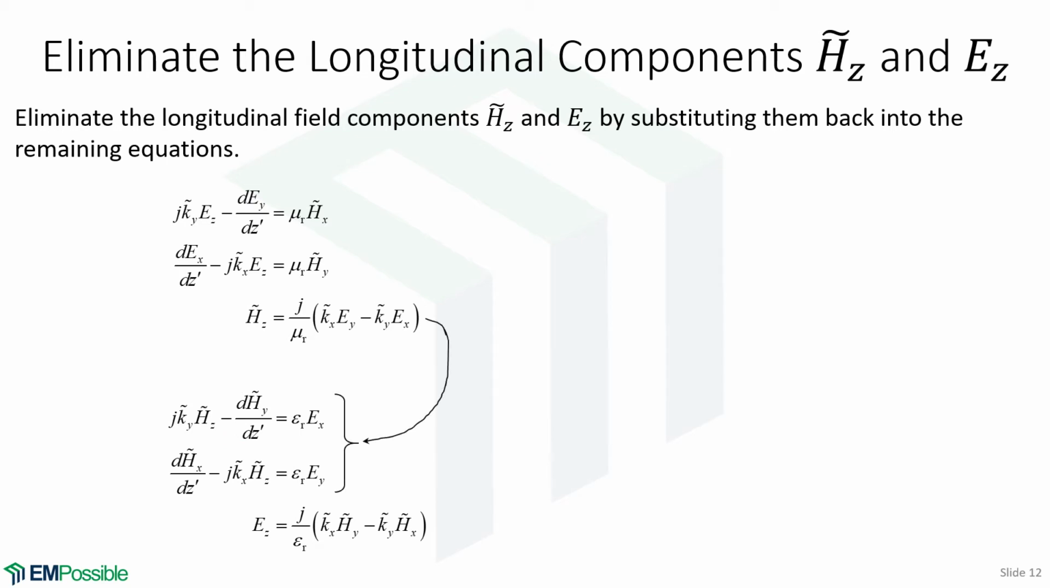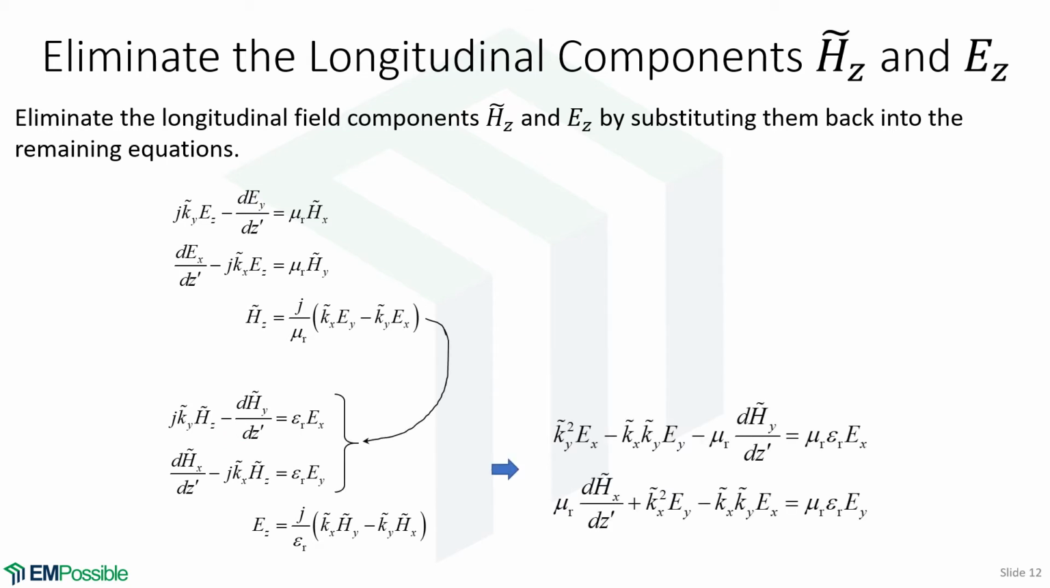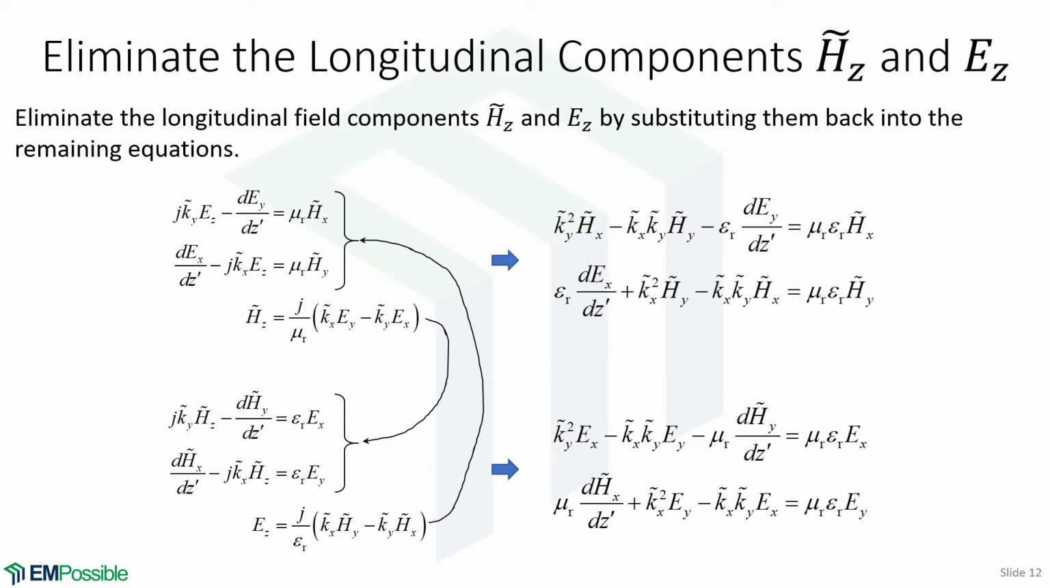So let's go ahead and plug in hz, and we end up with two new equations where the hz has been eliminated. We did not set hz equal to 0. We've just algebraically eliminated it. Likewise, we'll put the expression for ez into the first two equations, and we get a new set of two equations with ez algebraically eliminated. We did not set it to 0. Now we're down to 4 coupled differential equations.